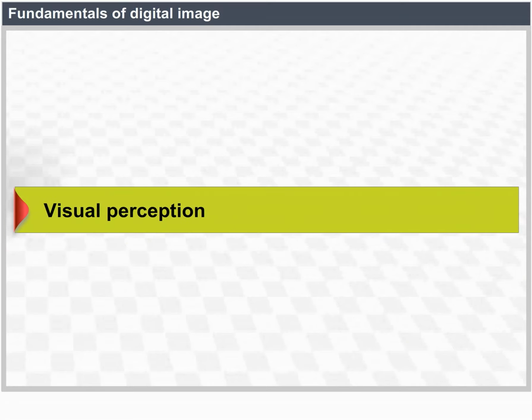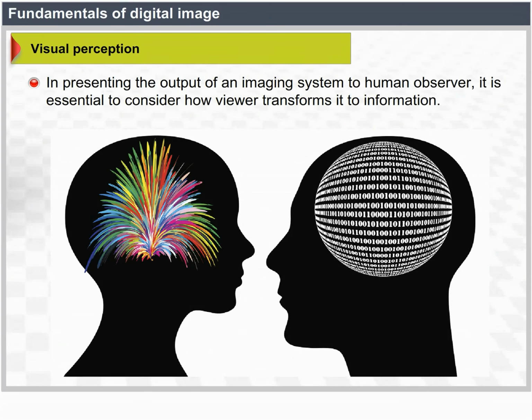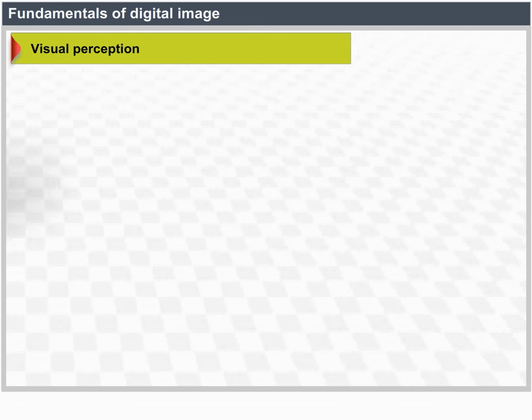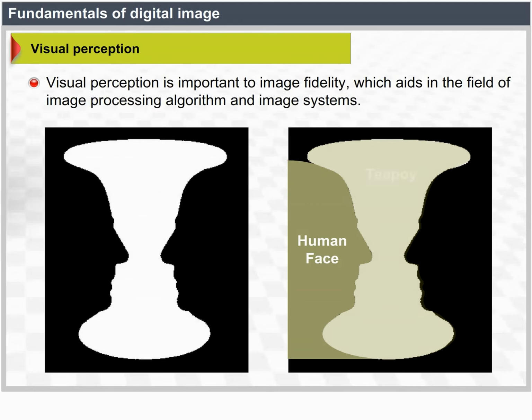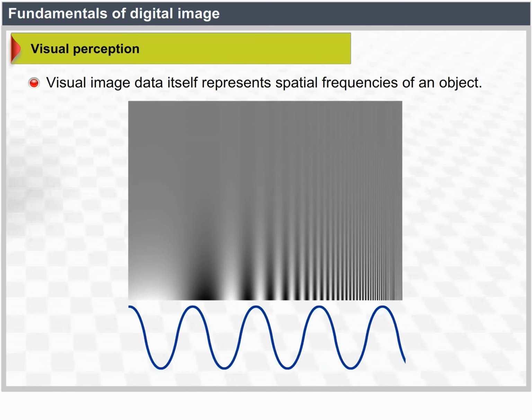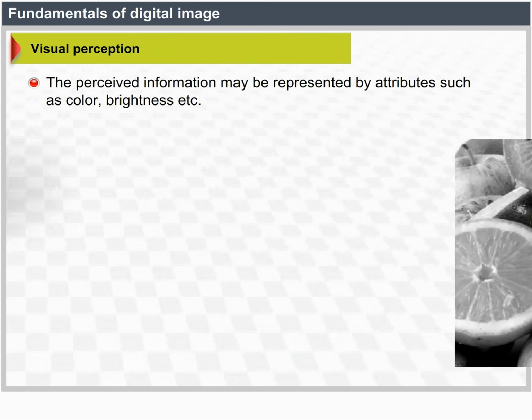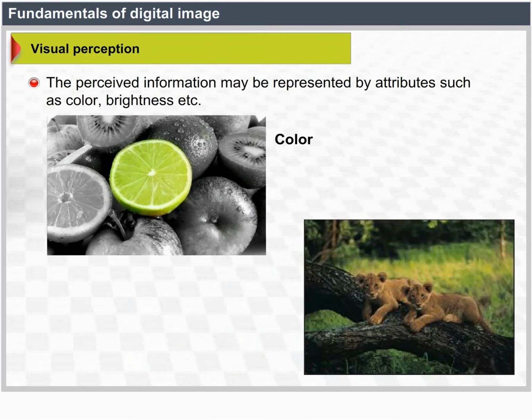Fundamentals of digital image. Visual perception. In presenting the output of an imaging system to a human observer, it is essential to consider how a viewer transforms it to information. Visual perception is important to image fidelity, which aids in the field of image processing algorithms and imaging systems. Visual image data itself represents spatial frequencies of an object. The perceived information may be represented by attributes such as color, brightness, etc.